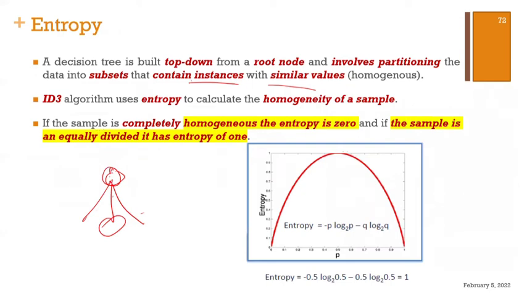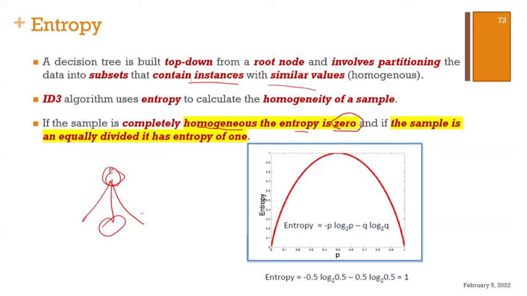If the sample is completely homogeneous, the entropy is going to be 0. If you get an entropy of 0, then we say that that particular sample is completely homogeneous. It means choosing that attribute could be a good thing for you. And if the sample is equally divided, it has an entropy of 1.